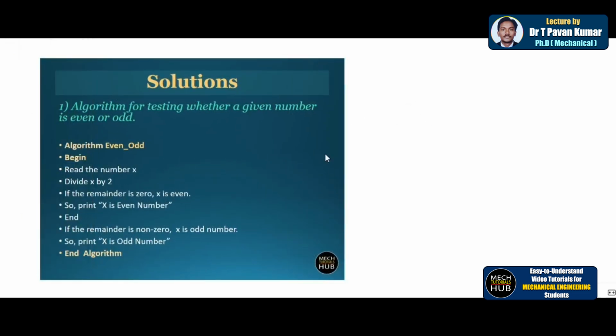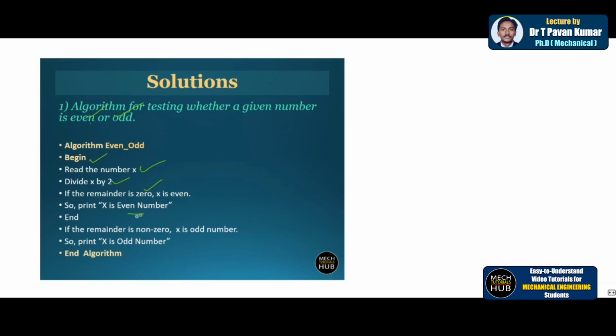Clearly I have given it here. The algorithm for testing whether a given number is even or odd, whatever the question I have given there, I have given a solution for it also. I'm beginning it, or you can say start. Read the number x first, divide by 2. The meaning is, any number divisible by 2 with remainder 0 is an even number. If not, it is an odd number, as we all know from the basics of mathematics. Divide by 2. If the remainder is 0, x is even, so print x is even.